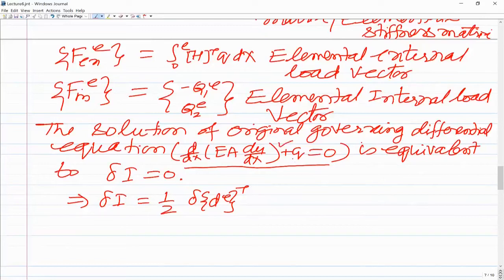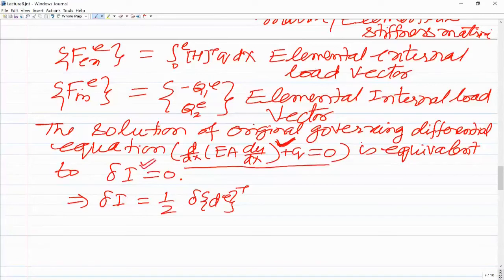So essentially in the limit, when we have an approximate solution with a sufficient number of terms, or the finite element approximation with a sufficient number of elements, whatever solution we get by solving this differential equation will be the same as the solution we get from delta I equal to 0. So I am saying here the solution of the original governing differential equation is equivalent to delta I equal to 0. So we solve this.